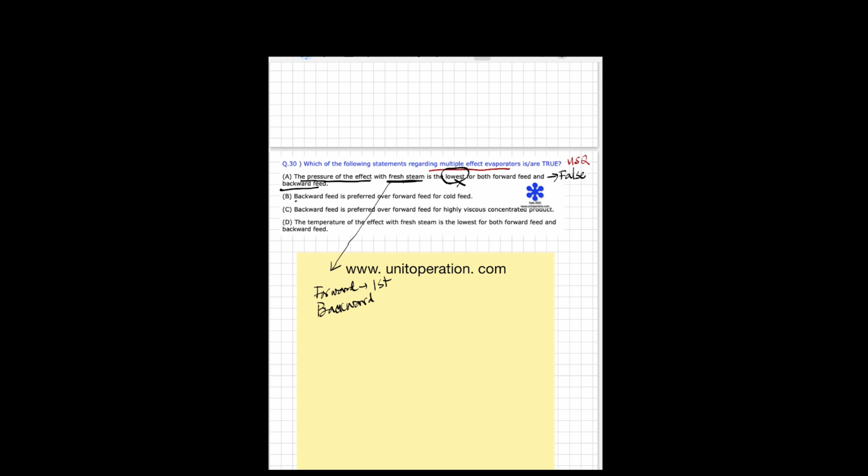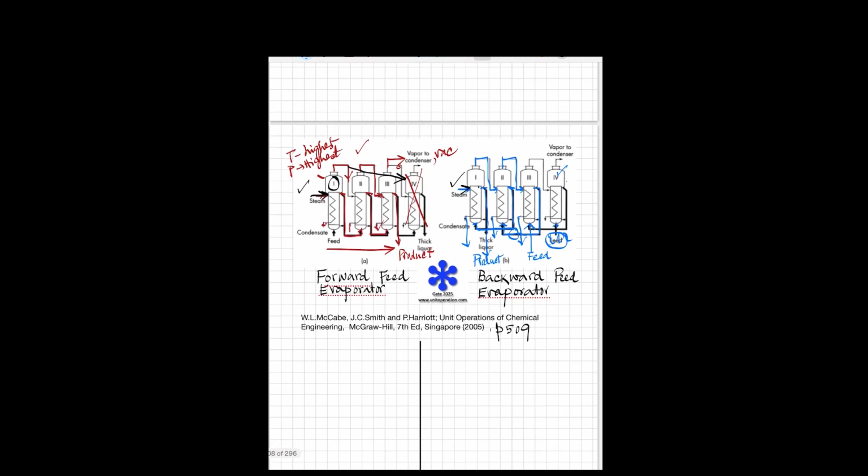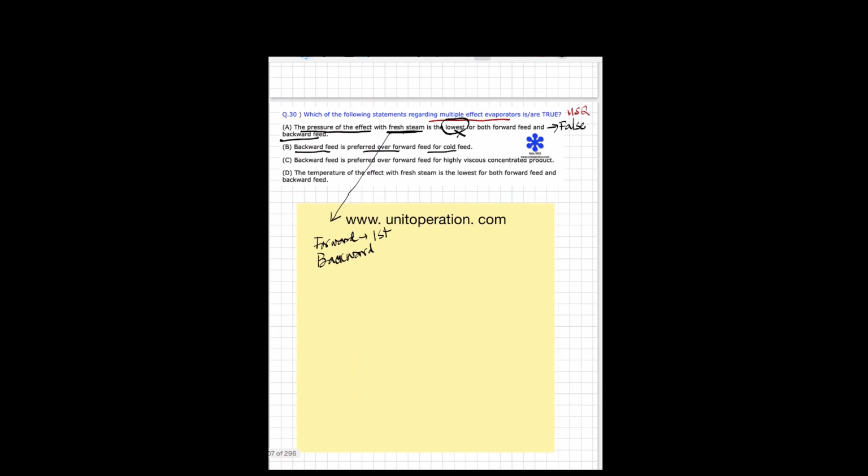Second option B, backward feed is preferred over forward feed for cold feed. Yes, because the temperature is the lowest in the last effect, so in case of backward feed the feed enters the last effect where the temperature is the lowest. So that gives you a higher thermal stability for the system. So that is of course true. The backward feed is preferred over forward feed for cold feed. That is true.